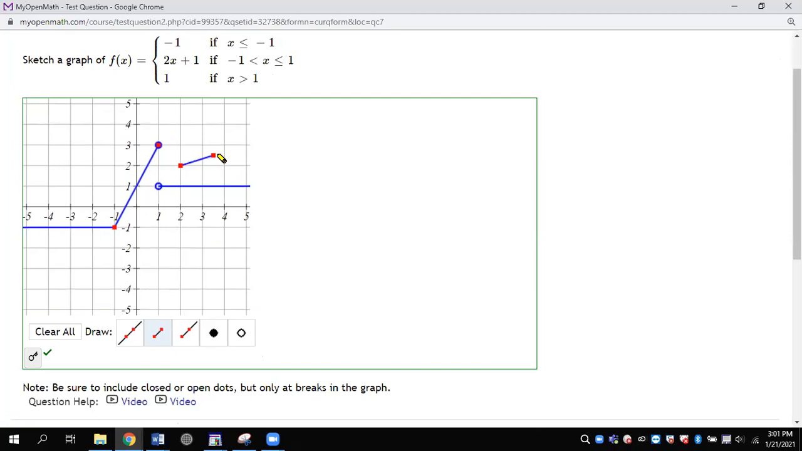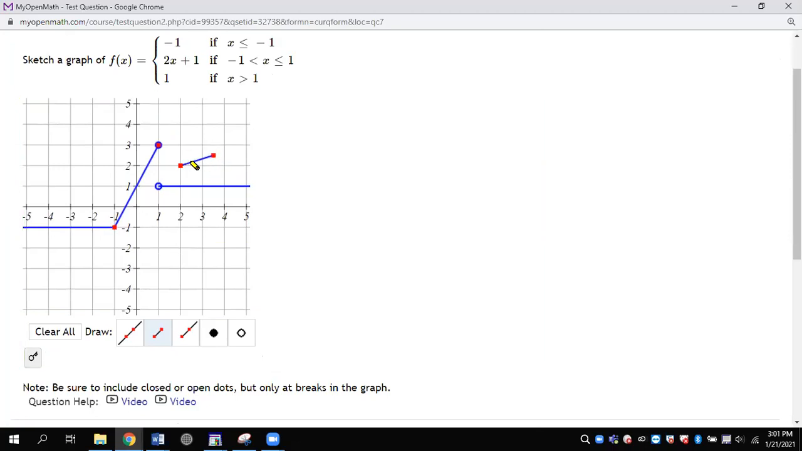Whoops. I didn't mean to do that, but now that's all messed up. I don't know how to get rid of that. But I had to make this a solid dot up here and an open dot right there because that's what it said in the description. So there we go. Let me go back to my iPad.